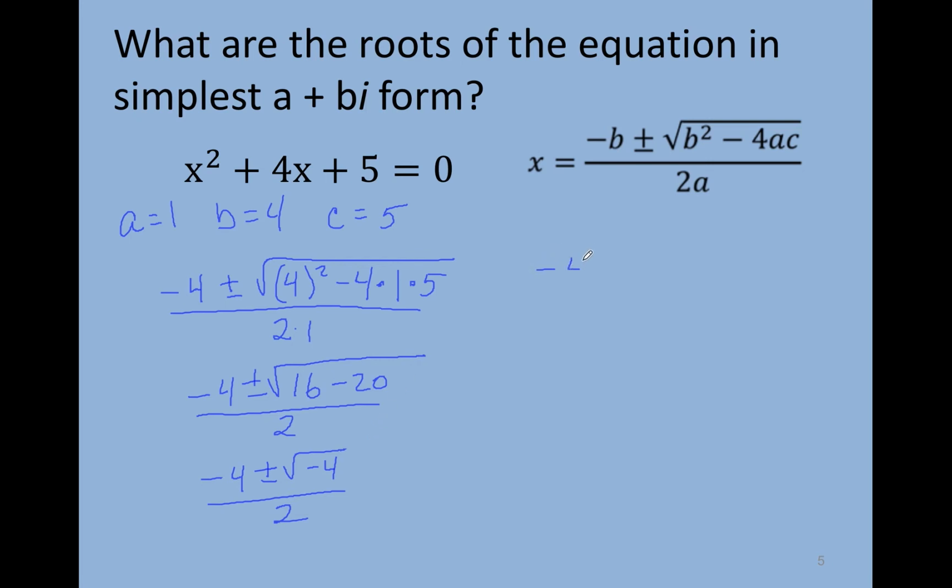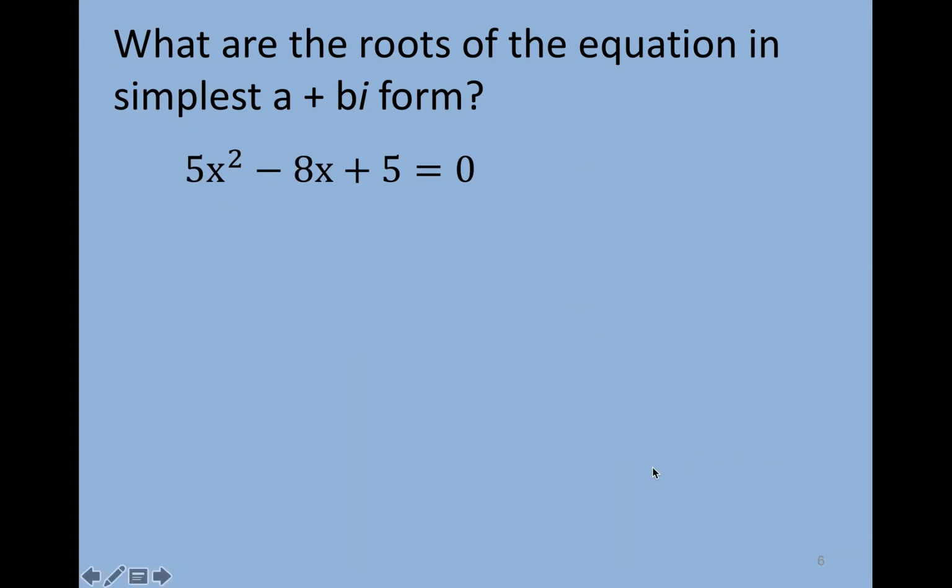I'm going to move it up over here, so that's negative 4 plus or minus 2i. Square root of 4 is 2. Square root of negative 1 is i, over 2. We're then going to take this and split this up. So each one is over the 2. And then we're just going to reduce the fraction. So my answer is negative 2 plus or minus i. Those are my roots in simplest a plus bi form. All right, the next problem.